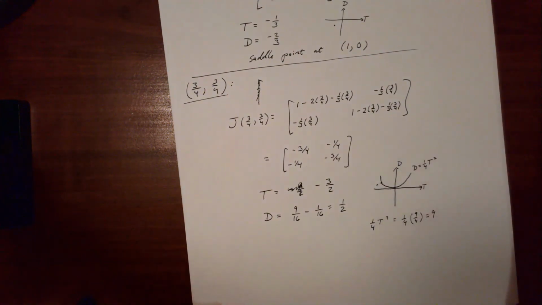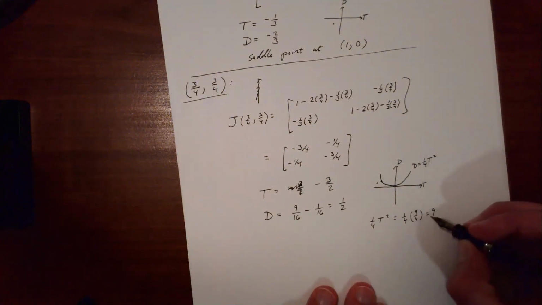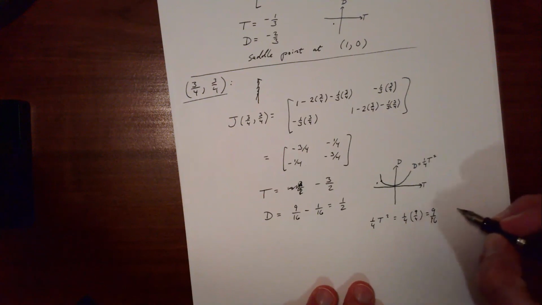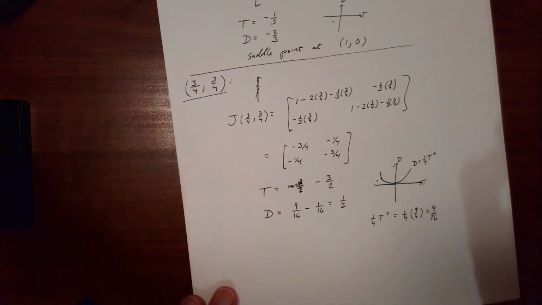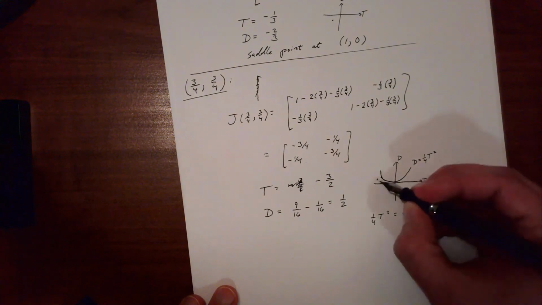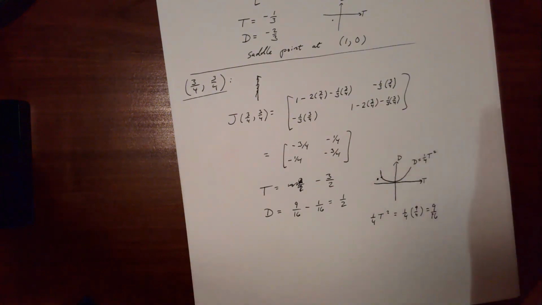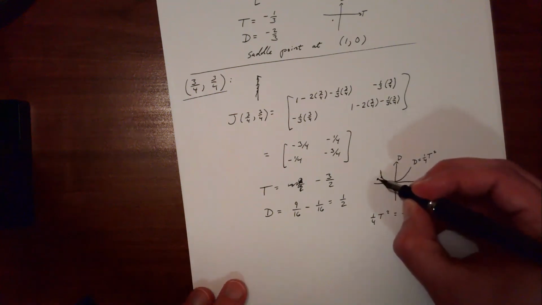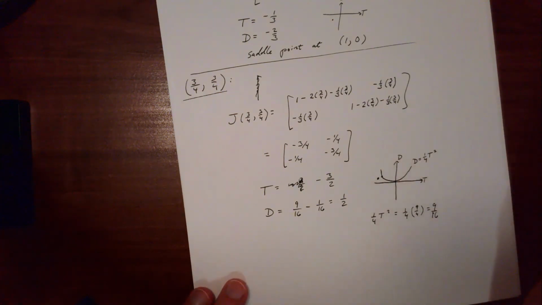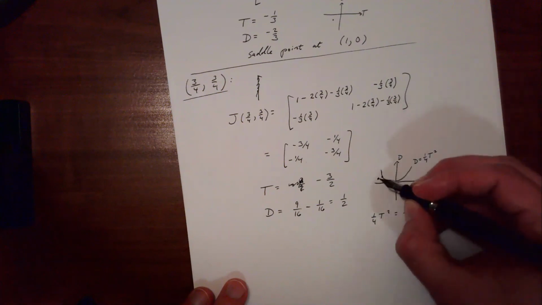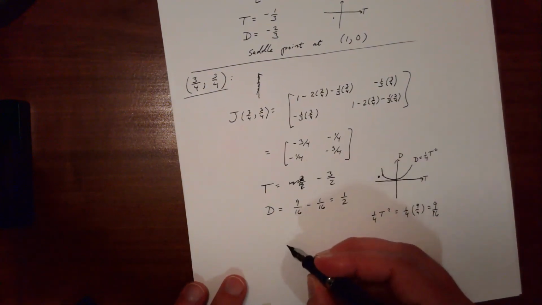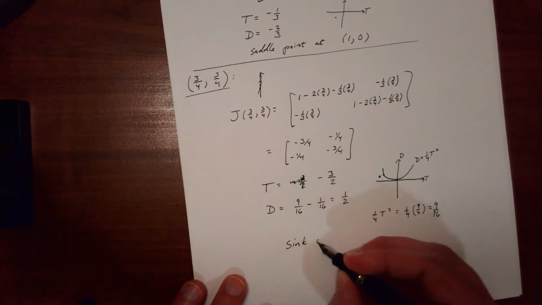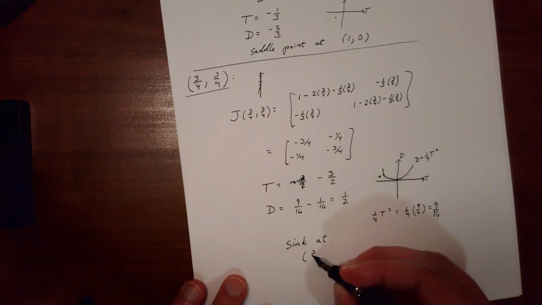So our determinant is well below this mark, and so, sorry, that's 9/16. What am I saying? 9/16. It's not well below. It's barely below. So we're just barely below this mark, and so that means what we have are two distinct real eigenvalues, and because they're over here, they're both negative, so this means that we have a sink. A sink at 3/4, 3/4.